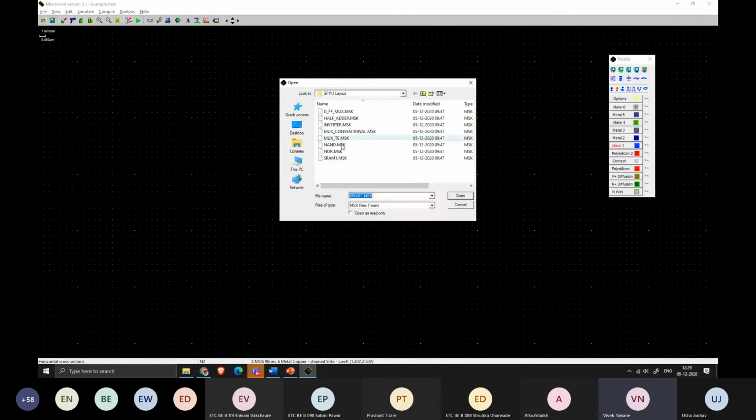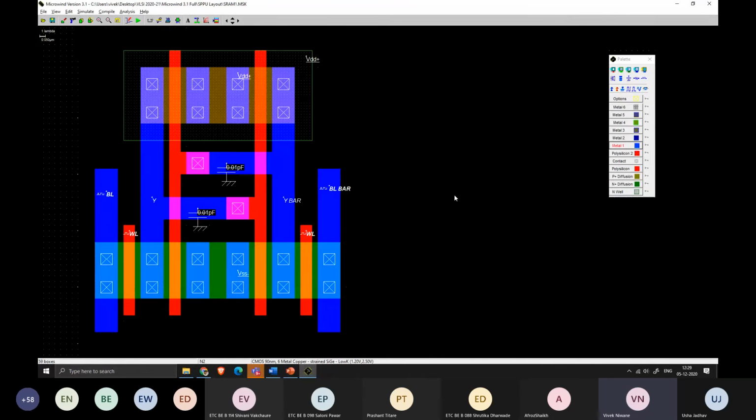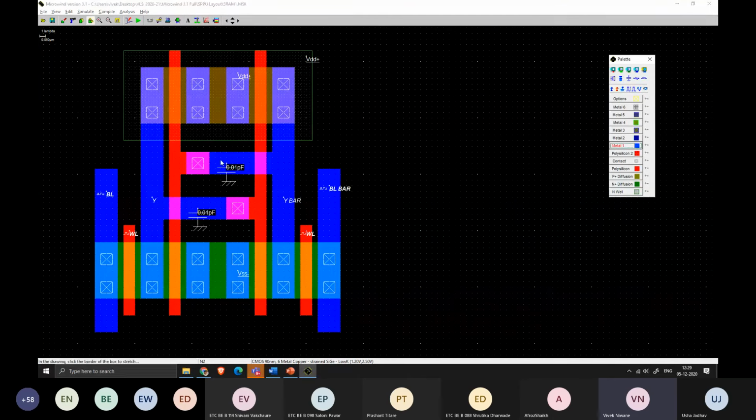We will go back to our design SRAM. Once again I will remove the cap. Now here we have lots of things going on. We have connection between VDD, we have connected output to the input and similarly output to the input. We have given Y and Y bar as names. We have WL, WL, same signals over here.